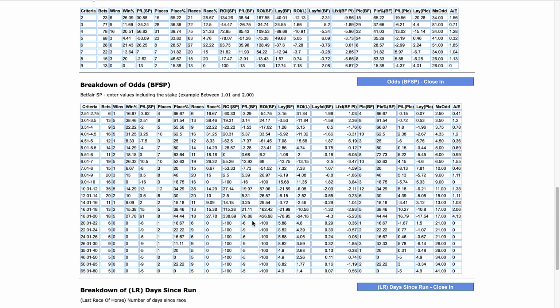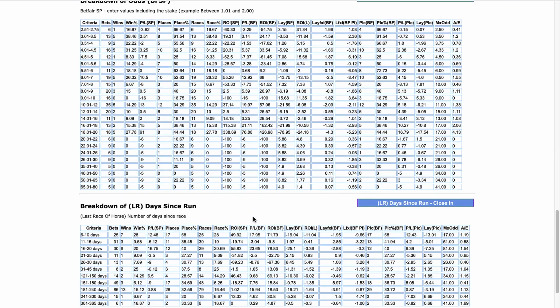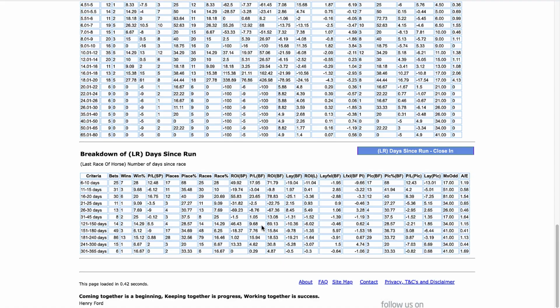And there's been no winners above a Betfair SP of 20-1. So we might want to restrict our bets to a Betfair SP of less than 20. You can't actually specify a Betfair SP below 20. You can specify a minimum Betfair SP when backing, but not a maximum. So you'd need to monitor the price very close to the off if you wanted to do that one. And no real significance there for days since the last run.